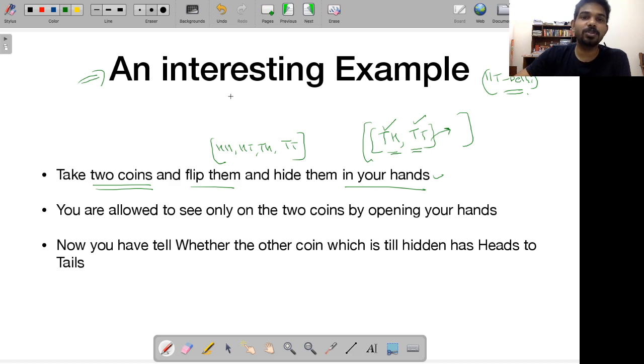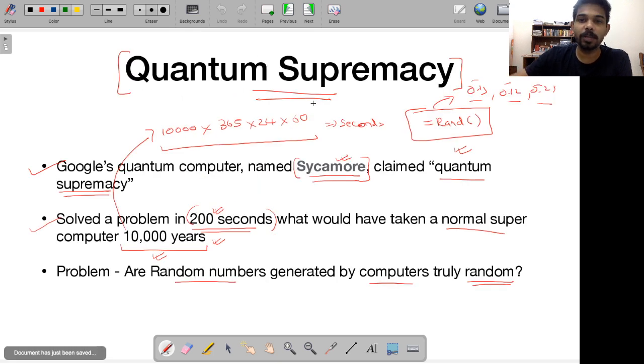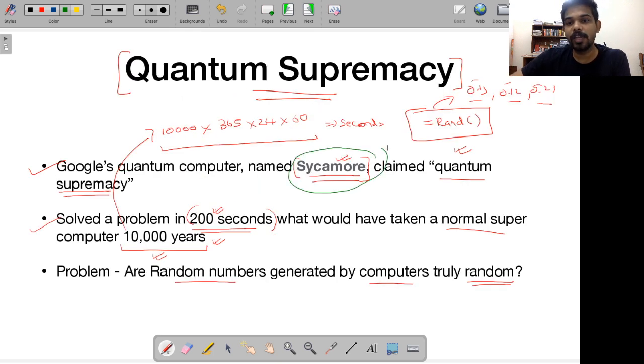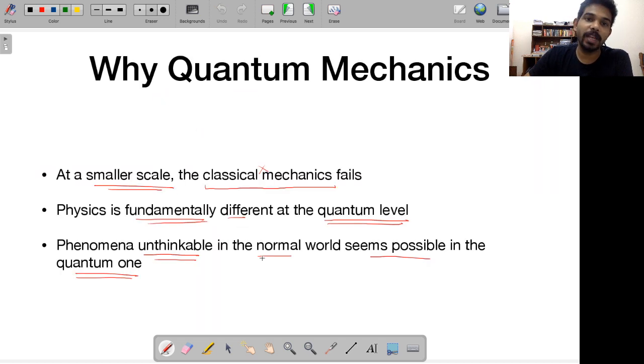So this is just to give you an interesting example, but what is more important for the examination, as I told you, is to understand what exactly is this quantum supremacy. The term Sycamore is very important. It's a quantum computer. What exactly did it do? What problem did it try to solve? That is important. It solved it in 200 seconds, what would have taken 10,000 years. The problem they are trying to find out is, are random numbers generated by the computer truly random? That's what they are trying to address.